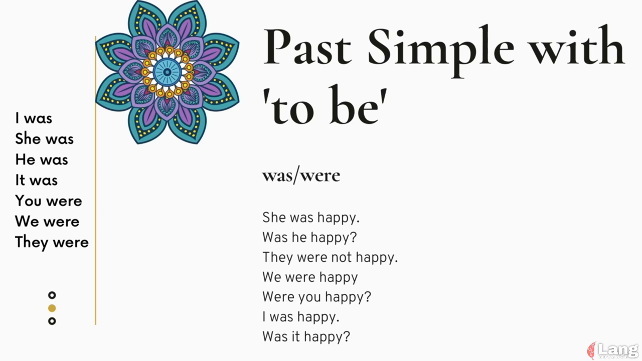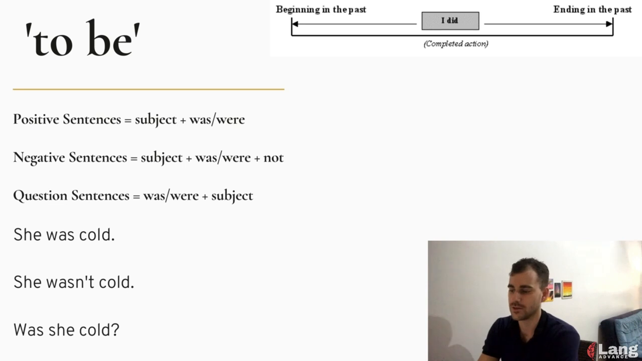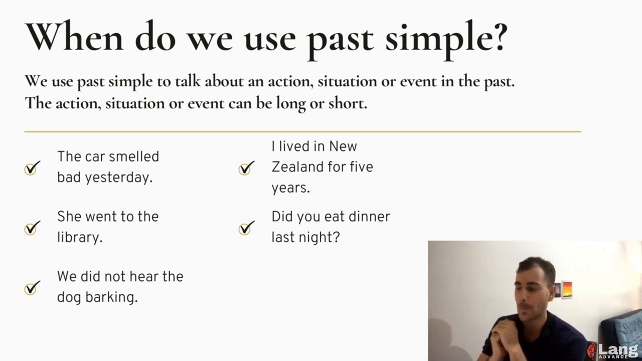I was happy. Was it happy? Here's a look at "to be" with positive, negative, and question sentences. She was cold. She wasn't cold. Was she cold?